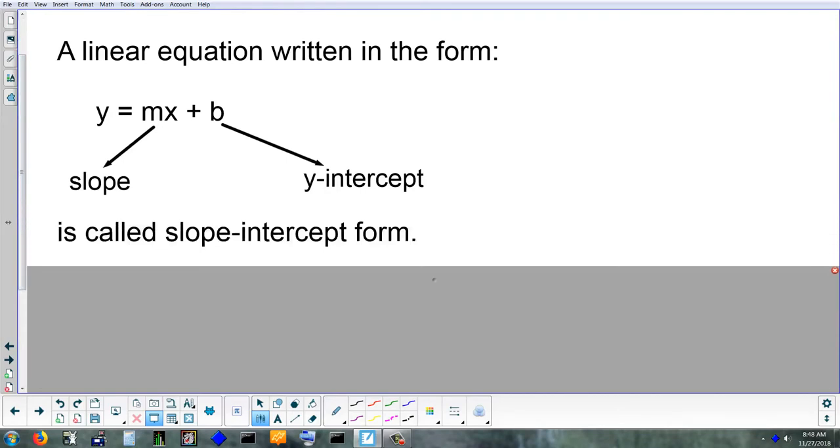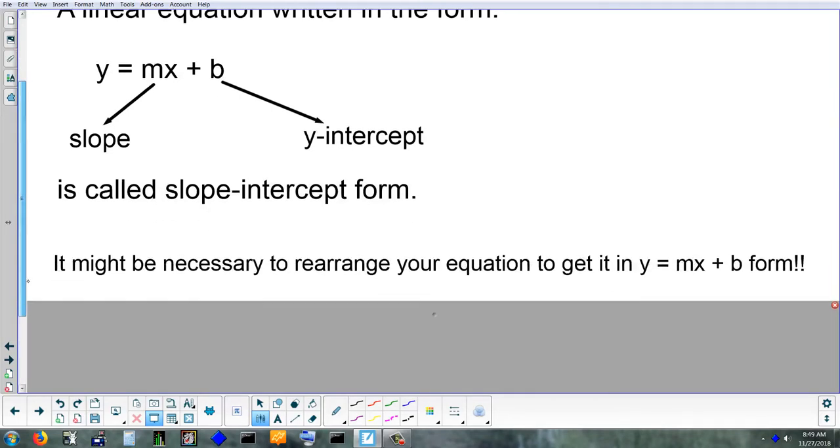So what's nice about this form is it tells you, just by looking at it, where something crosses the y-axis. The kind of problems you had yesterday, you had to plug in a zero and then do some arithmetic to figure that out. Today, you don't. So this form is a little bit nicer, I think, when you have to draw it. And that's called slope-intercept form. So sometimes you might have an equation that could be written like this, but it's not. Like this, that's slope-intercept form.